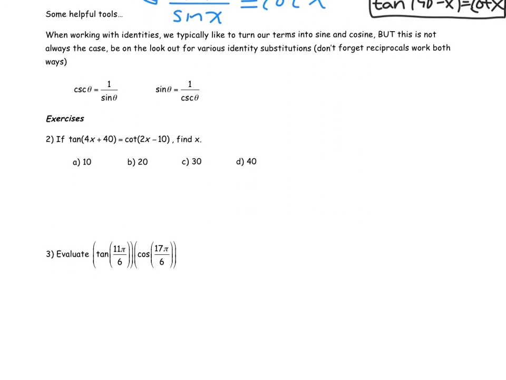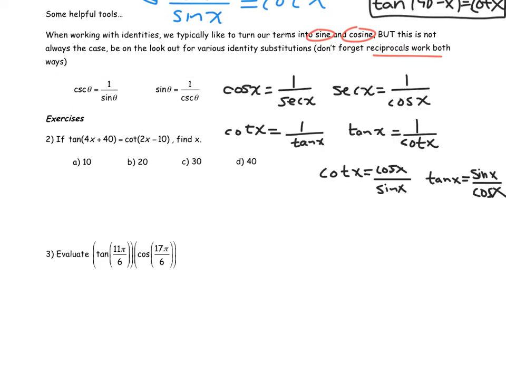A quick reminder: when we are working with identities, we're going to typically try to change our trigonometric functions in terms of sine and cosine. That's not always the case, but 95% of the time it's going to work out better that way. So I don't want you to forget about our reciprocal trig functions. I'll write down the rest of them here, but see if you can come up with some on your own. Maybe pause the video and see if you can list the rest of the reciprocal trig functions.